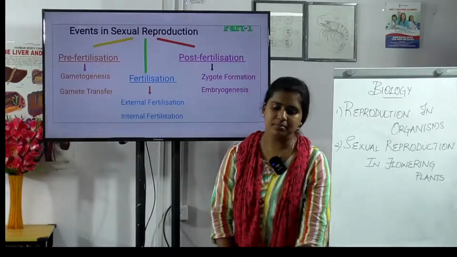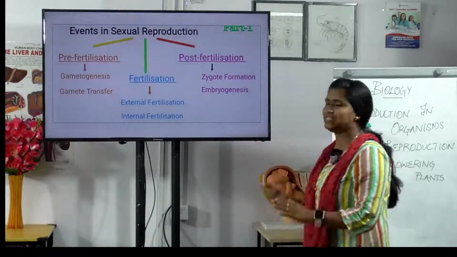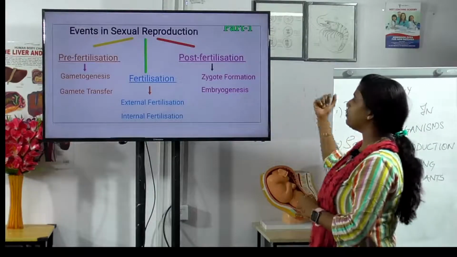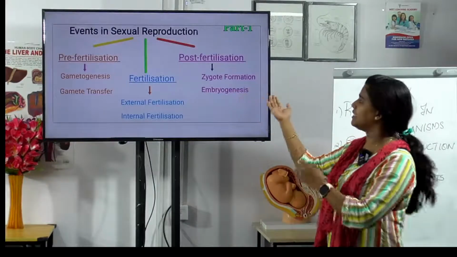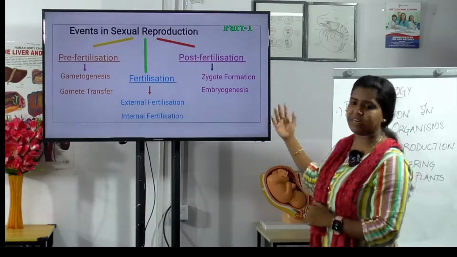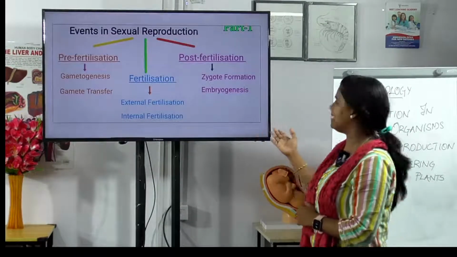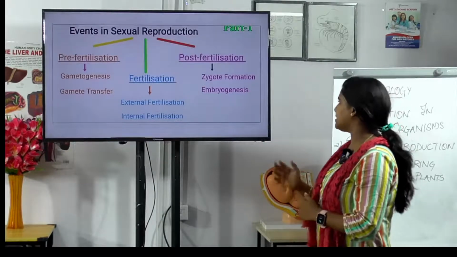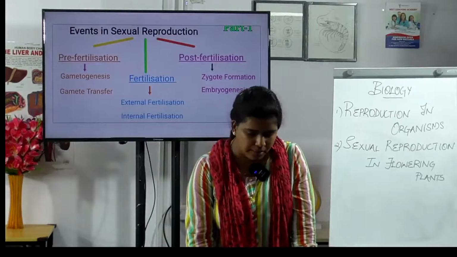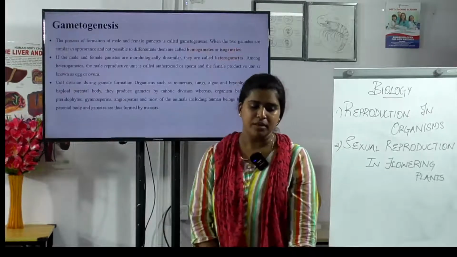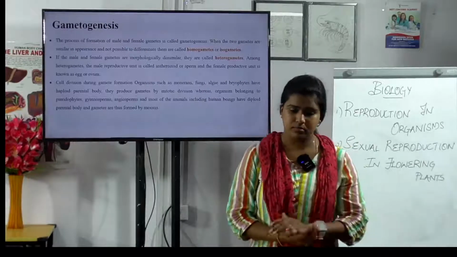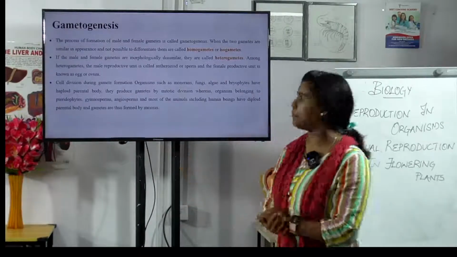Now let us see the events in sexual reproduction: pre-fertilization, fertilization and post-fertilization. In pre-fertilization, gametogenesis and gamete transfer occur. Fertilization is external or internal. Post-fertilization involves zygote formation and embryogenesis. Now let us see gametogenesis.